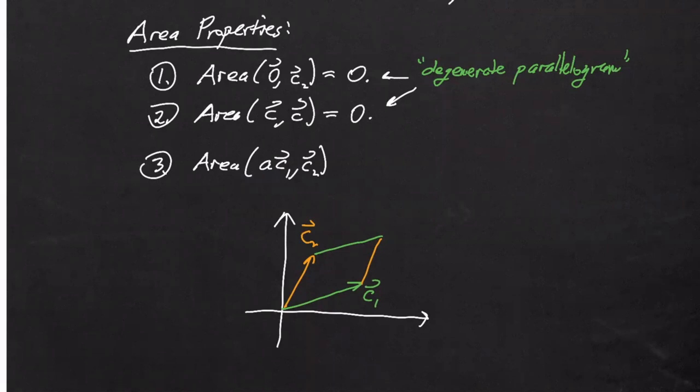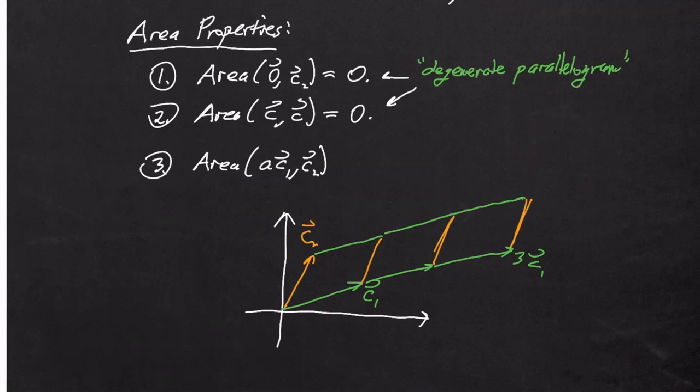What if I triple the length of C1? If I triple the length of C1, there's another C1 and there's another C1, and I get this new parallelogram. So you can see this is 3C1. And the big parallelogram now is made up of these three smaller parallelograms. And clearly that has area 3 times the area of the original parallelogram.